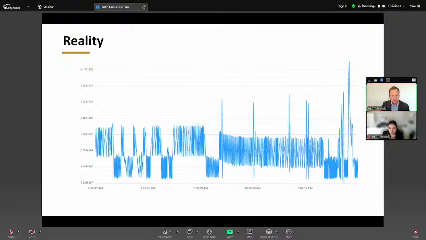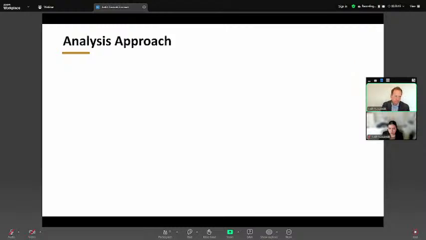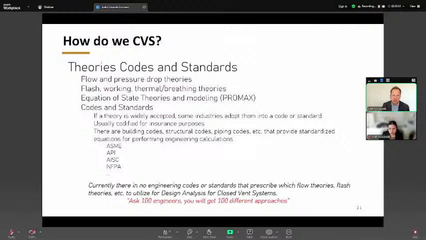So how do you approach this? How do you really look at it? That's really what gets us into the meat of how we actually build these CVS, these vent systems. We basically pile on a lot of different things. We've got all our theories, our codes, pressure drop theories, fluid dynamics. We look at the different thermal breathing theories, whether it be API 2000 or AP 42. We look at equation of state models through ProMax or through our own equation of state modeling. And then you pile on all the codes and standards on top of that: ASME, API, NFPA.